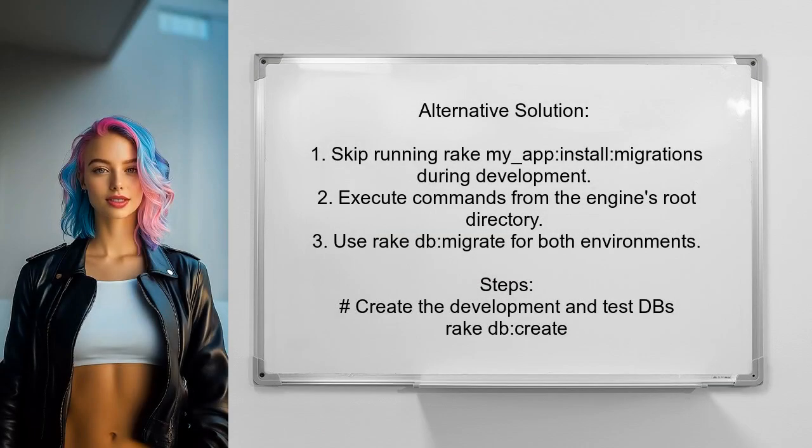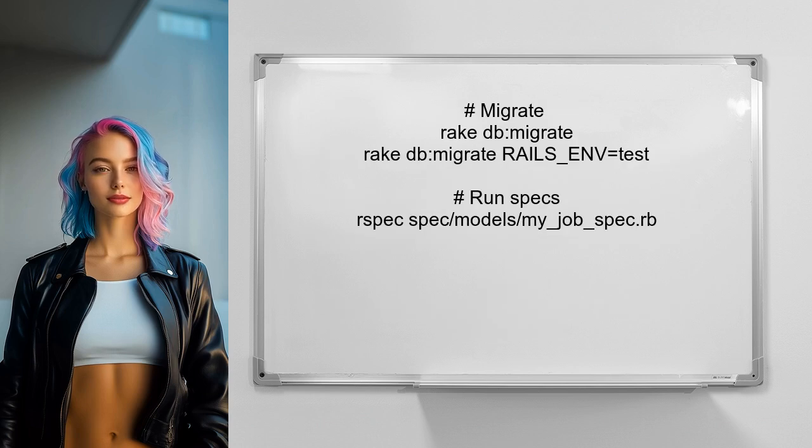One user found a few key points to resolve the issue. First, they realized that running the command to install migrations is unnecessary during development. It's meant for users of the engine, not for the developer. Second, they emphasized that all commands should be executed from the engine's root directory, which ensures proper application. Lastly, they stopped using maintain test schema because it didn't work as expected in their setup. Instead, they recommended running rake db:migrate for both development and test environments.